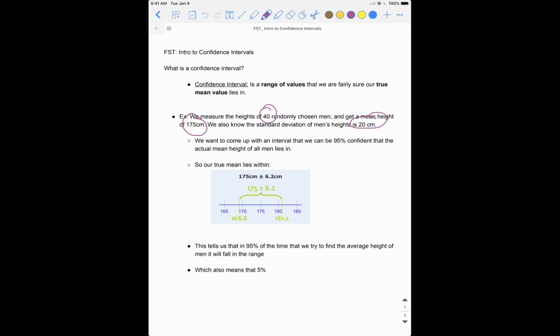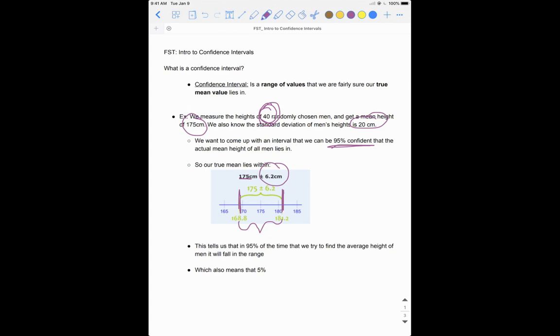And so we go through and calculate it, and we get this value of 6.2. That says that if we add 6.2 to 175, our mean, and we subtract it, that's what that plus or minus is, we get this interval of 168.8 to 181.2. So we know with 95% confidence, which is what this says, that the actual mean height of all men, even though we only took a sample of 40, will fall within that interval. That's what our confidence interval tells us.